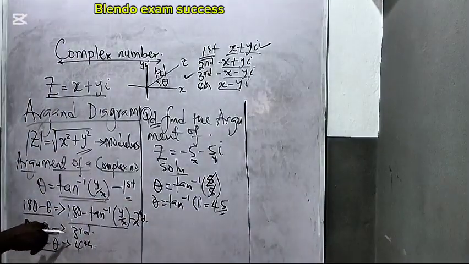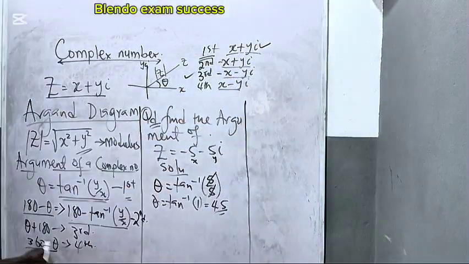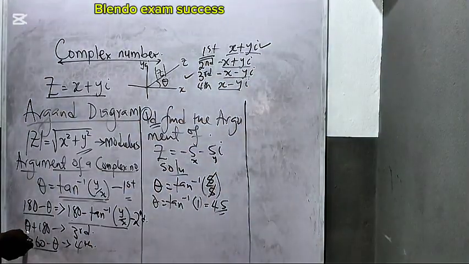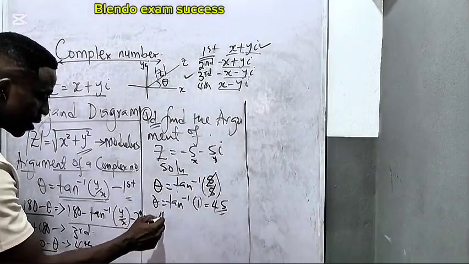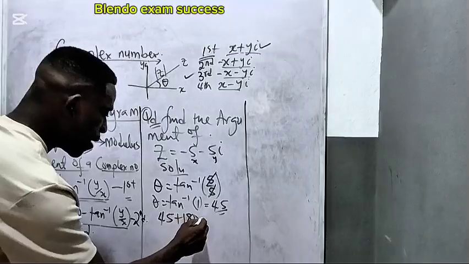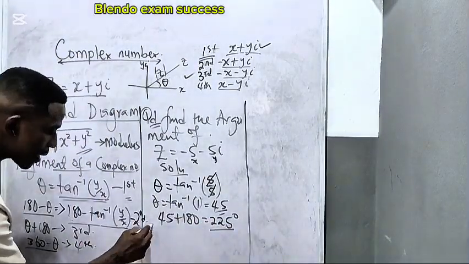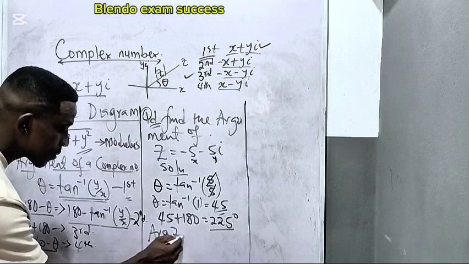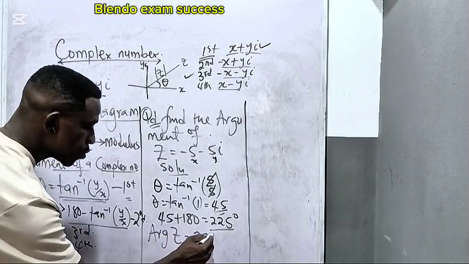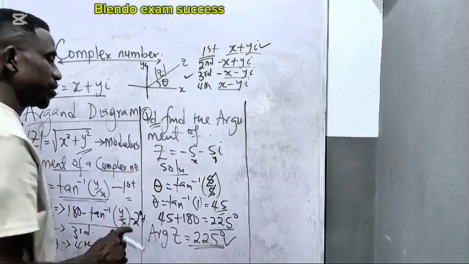Theta plus 180 is third quadrant. Third quadrant is minus x minus yi. So we now use theta plus 180, and theta is now 45. So 45 plus 180, okay? We have 225 degrees. So arg z, therefore, is equal to 225 degrees. So that becomes the answer to this question.